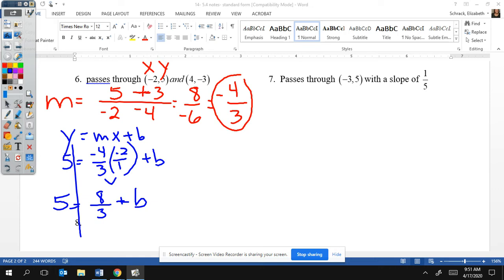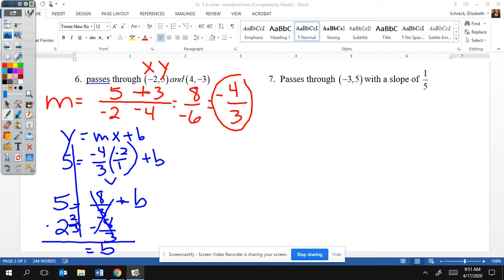To move the 8/3 away, we're going to subtract 8/3 from both sides. But 8/3 is an improper fraction, so in order to get it to move with the 5, I'm going to change it into a mixed number. Negative 8/3 as a mixed number is negative 2 and 2/3. So we have b equals 5 minus 2 and 2/3.